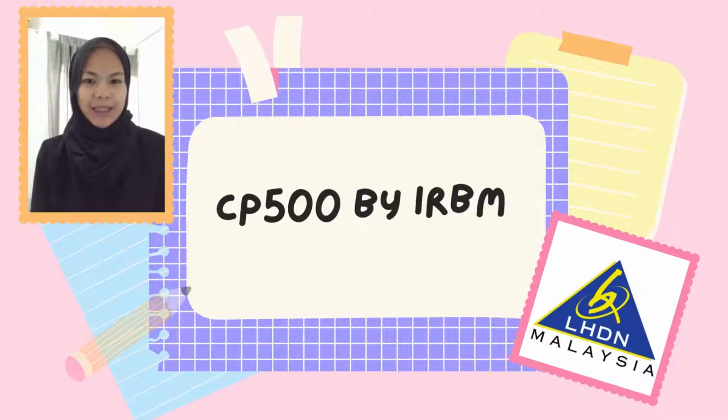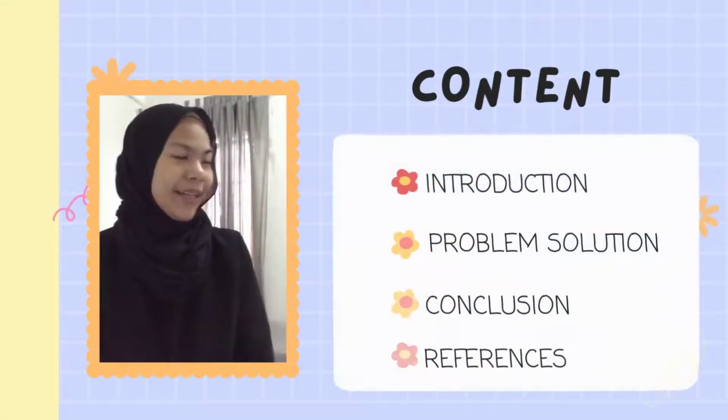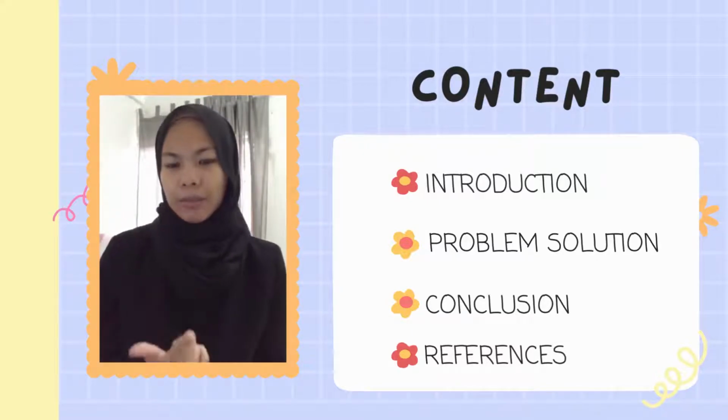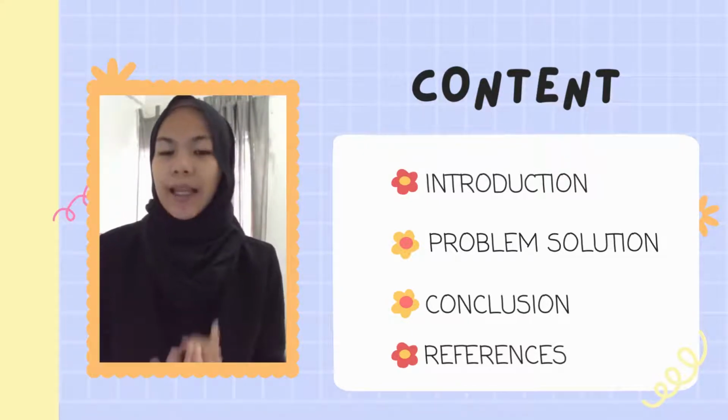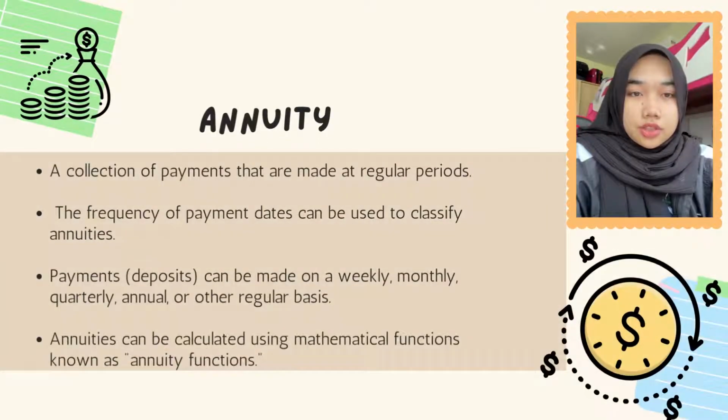For this business mathematics assignment, our group has chosen CP500 by the Inland Revenue Board of Malaysia, IRBM, as our topic. As you can see right here, the contents of our topic would be introduction, problem, solution, conclusion, and last but not least, the reference. Firstly, I will talk about annuity.